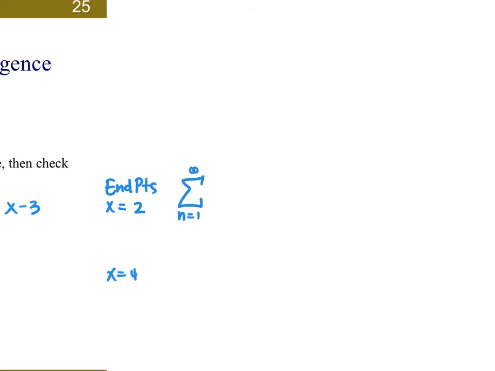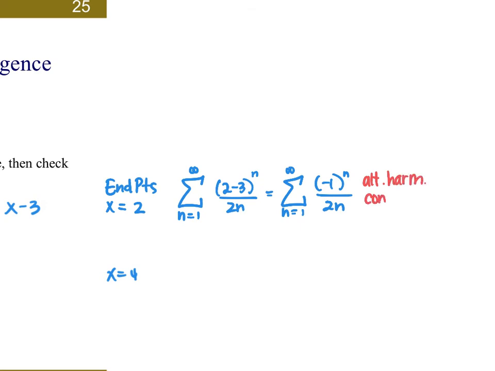So when I substitute 2 in for x, I'll get 2 minus 3 to the n over 2n, which will give me negative 1 to the n over 2n. And by the same reasoning that we had before, we have an alternating harmonic series, and so this will be conditionally convergent. So far we'll be able to extend our interval to include the endpoint of 2.